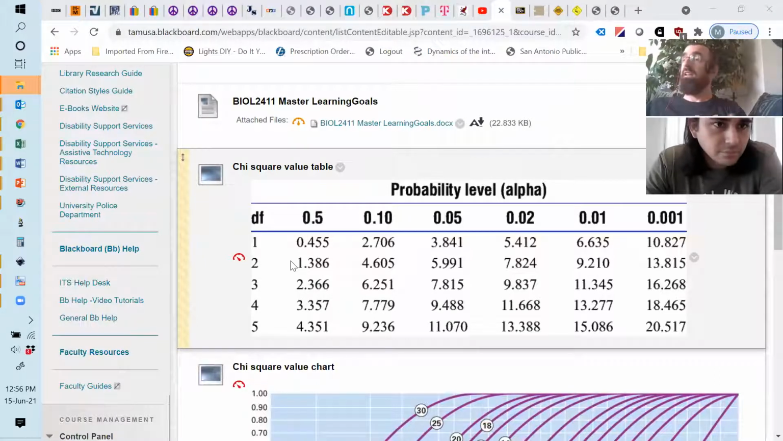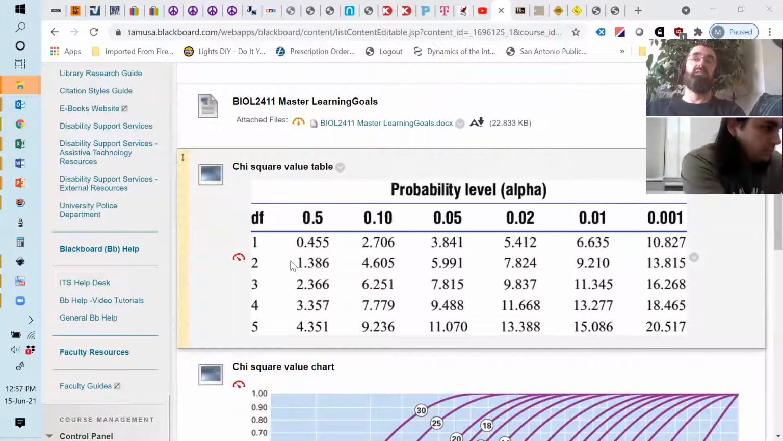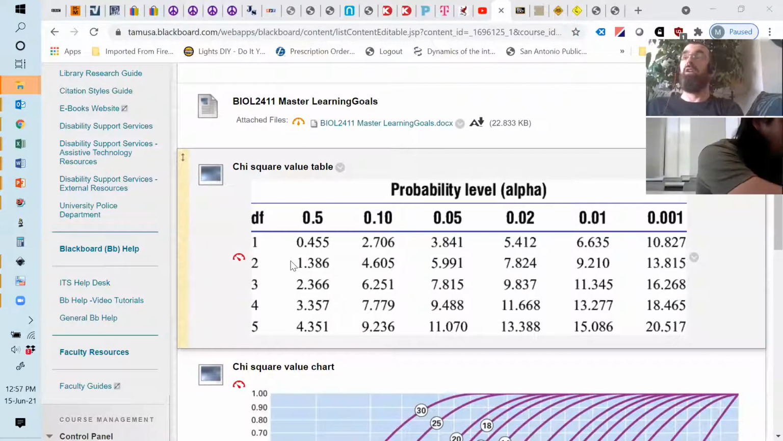So that's really what the chi-squared is all about. It's about telling us is the difference we see due to chance or is it due to something else? And that something else is something which means our expectations do not match our observations.